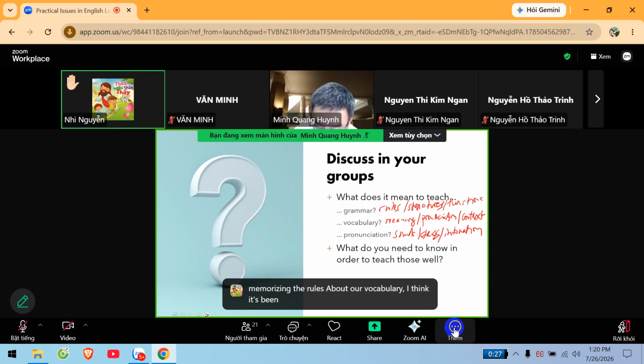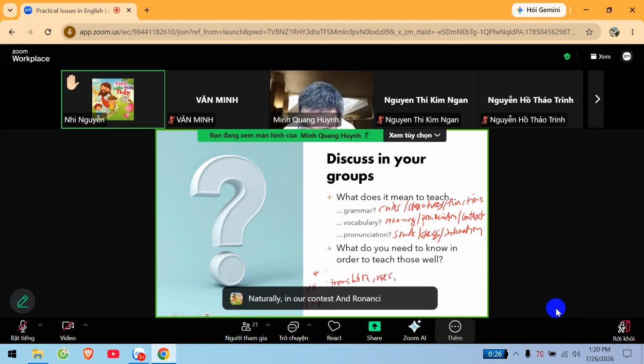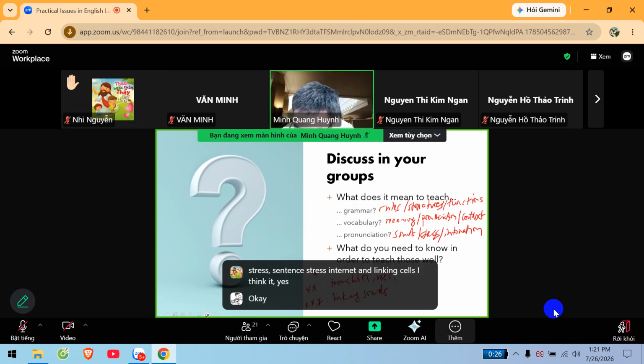About vocabulary, I think it means going beyond translating single words to teaching meanings, spellings, pronunciation and word form, and how words are used naturally in context. And pronunciation, I think it means helping learners produce individual sounds, word stress, sentence stress, intonation, and linking sounds. I think that's it. Okay. Yes. Good.